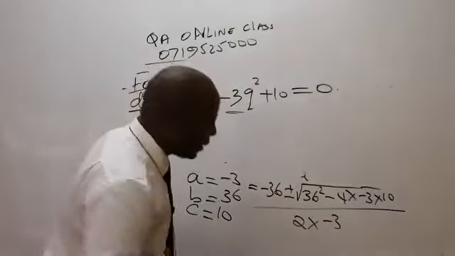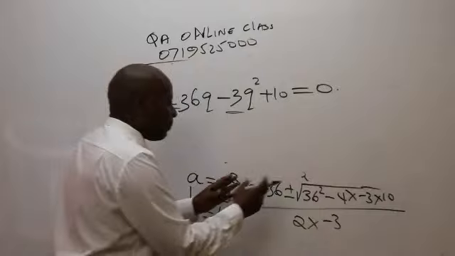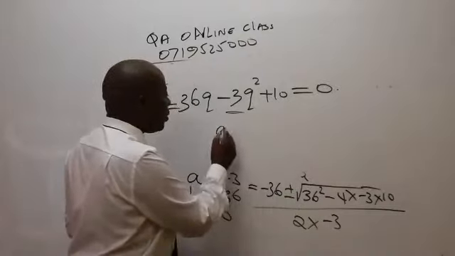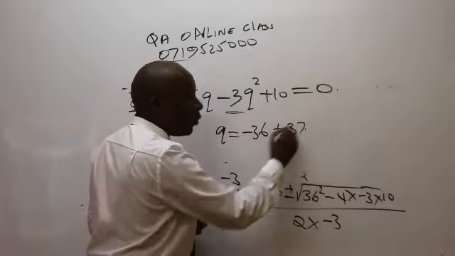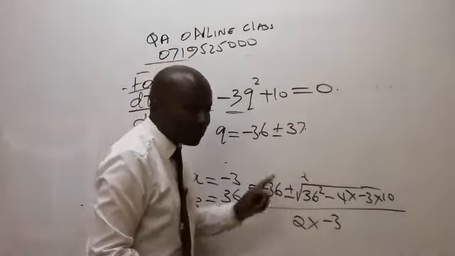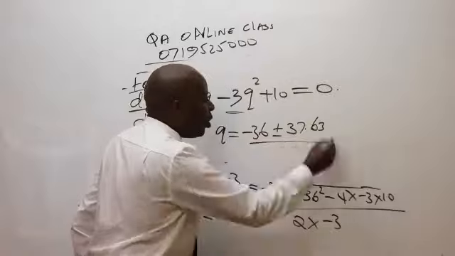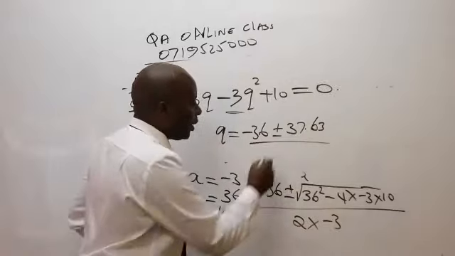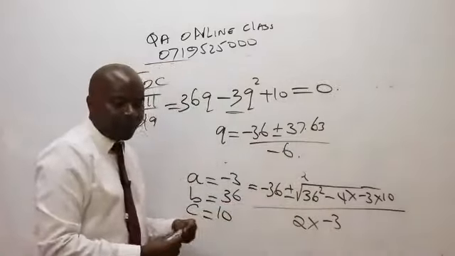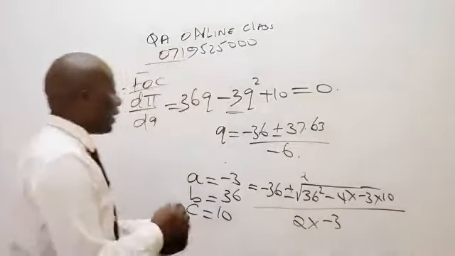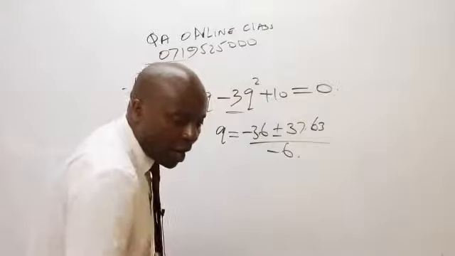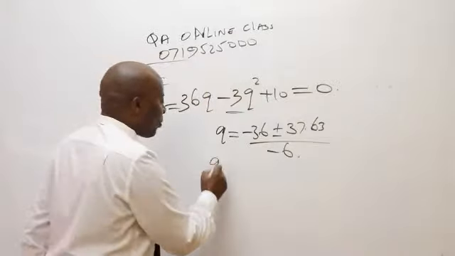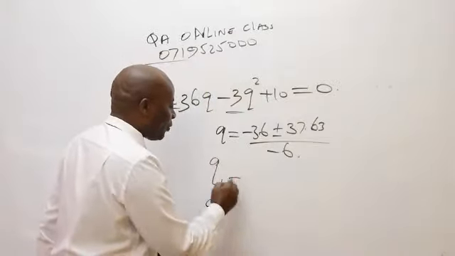If we don't have a problem with that figure, then our Q will be equal to minus 36 plus or minus the one that is inside here, 37.63, all over 2 times minus 3, which is minus 6. If that is correct, what I need to do is give Q1 and Q2.